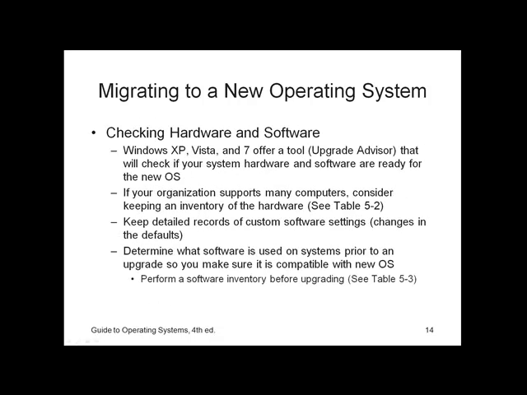Now, another thing that you're going to want to do when migrating to a new operating system, of course, is check the hardware and software. Windows XP, Vista, and 7 offer a tool called the Upgrade Advisor that will check the hardware and software already for the new operating system. And I have to say that at least with Windows 7, that tool works pretty well. Now, if your organization supports many computers, you're going to want to keep an inventory of all that hardware, and there are tools available for you to do that. We've touched on SCCM, for instance, in an earlier class. That's a great tool for keeping track of inventory. There are also other tools out there that can do that.